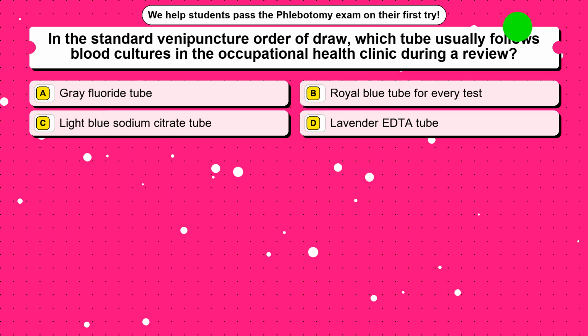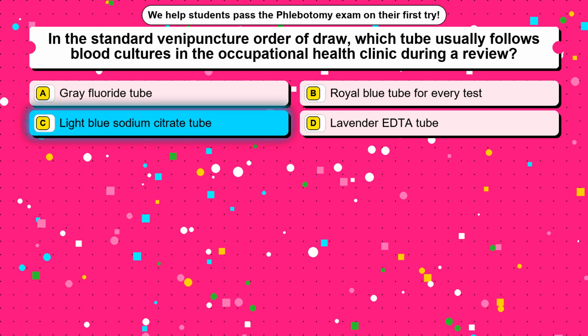Question 47. In the standard venipuncture order of draw, which tube usually follows blood cultures in the occupational health clinic during a review? Option A. Gray fluoride tube. Option B. Royal blue tube for every test. Option C. Light blue sodium citrate tube. Option D. Lavender EDTA tube.